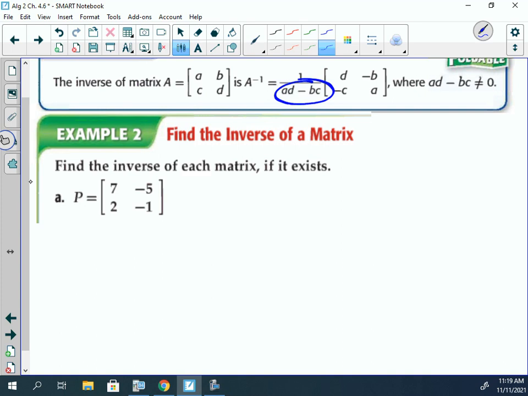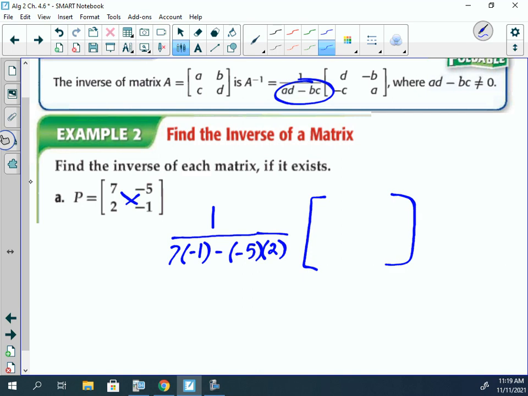So if we look at this here for the inverse of P, we're going to have 1 over this diagonal here, 7 times negative 1, minus the other diagonal, which would be negative 5 times 2. So really, that's just 1 over the determinant of matrix P.